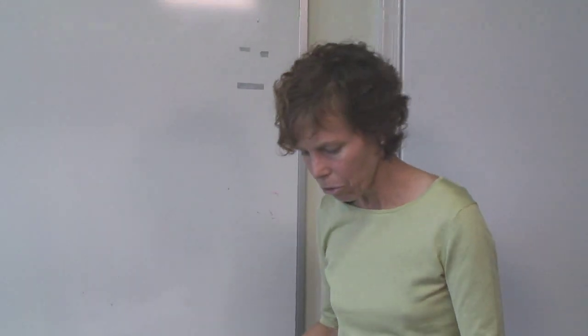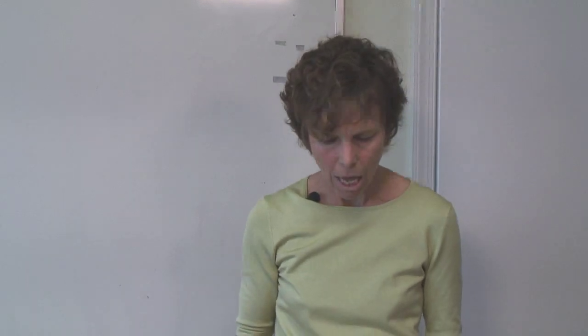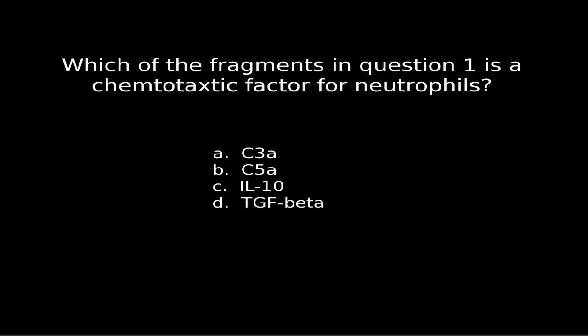So let's quickly go through the review questions on complement, make sure we're comprehending this. So question number 1 is, name the complement fragments that are called anaphylatoxins. And that answer is C, C3a, 4a, and 5a. And we'll talk about those other answers when we get to cytokines. Question 2 is, which of the fragments in question 1 is chemotactic for neutrophils? Remember, these are the breadcrumbs for neutrophils, and that's going to be answer B, which is C5a.